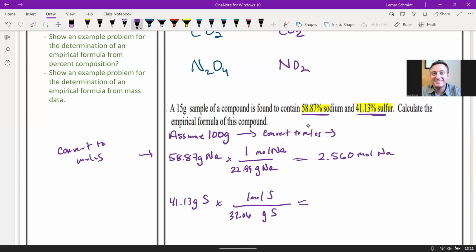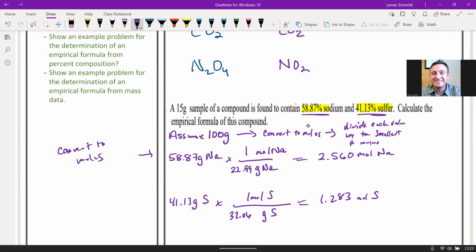All right. So now, how many moles is that? 1.283. I like that you went several decimal places out there. That was very good. So what's the next thing we're going to do? Y'all remember doing this? We're going to divide each value by what? The smallest number of moles. You remember that? So what's the smallest number of moles between sodium and sulfur?